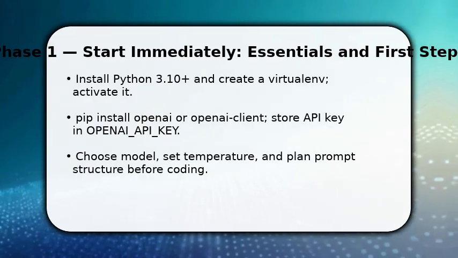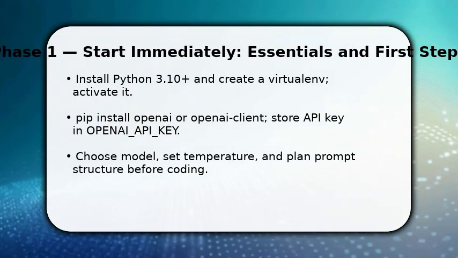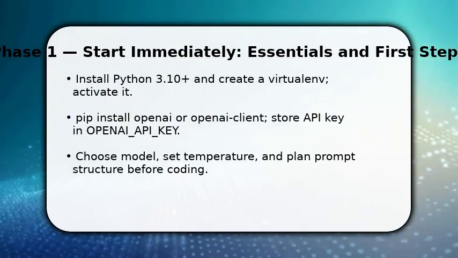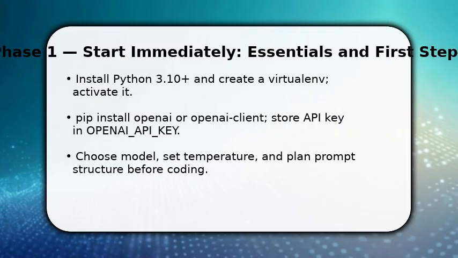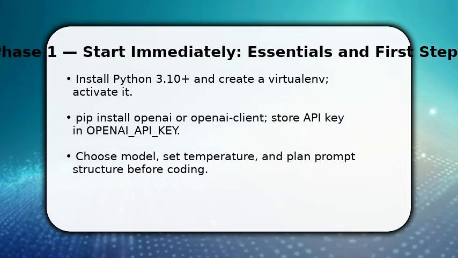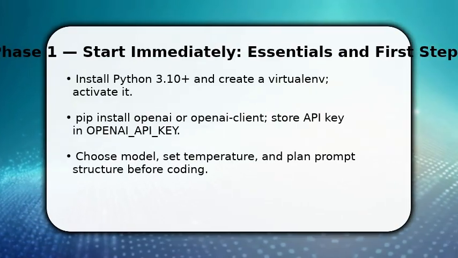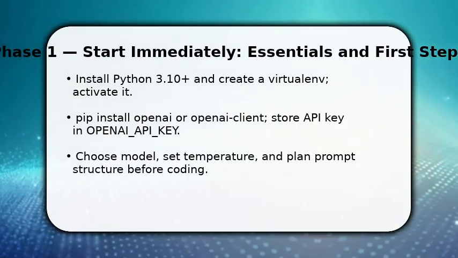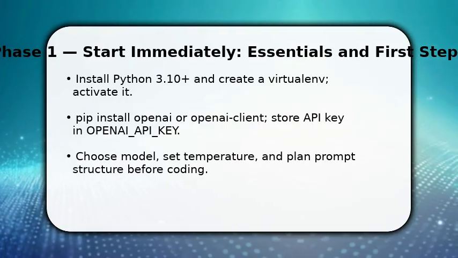You start by confirming Python 3.10 or newer, creating and activating a virtual environment, then installing the OpenAI package. This avoids dependency conflicts. Next, you export your API key into OPENAI_API_KEY so code never hardcodes secrets. Once done, decide on the model and temperature values. This controls creativity versus determinism, and sketch the prompt template you will pass.